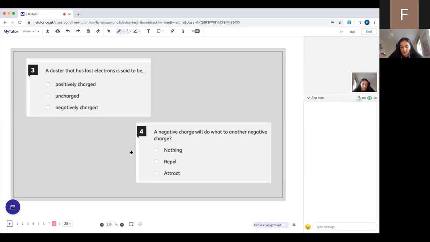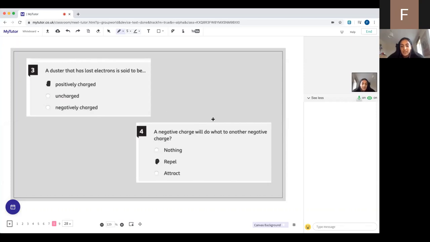Great, I can see loads of you putting the right answers. So if it loses electrons, it becomes positively charged. And the same for gaining electrons, it's the opposite. If it gains electrons, it becomes negatively charged. Brilliant. And then for question 4, a negative charge will do what to another negative charge? It will repel. So well done if you got those answers correct.